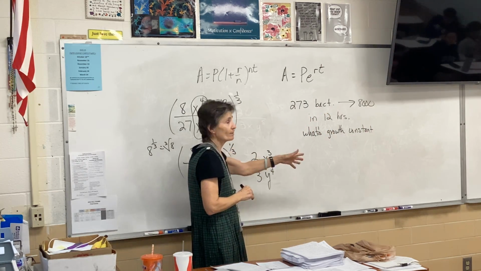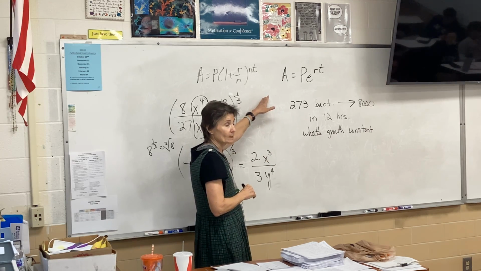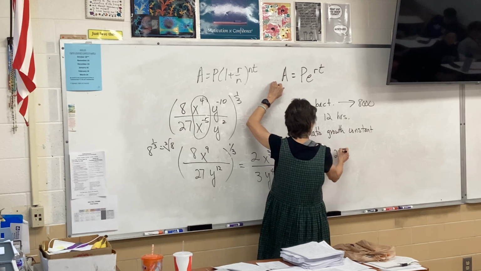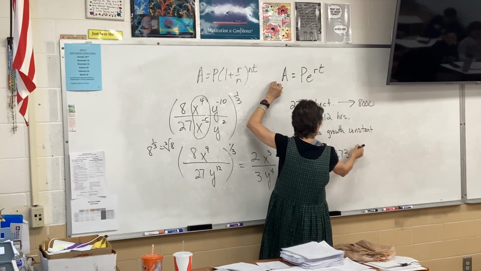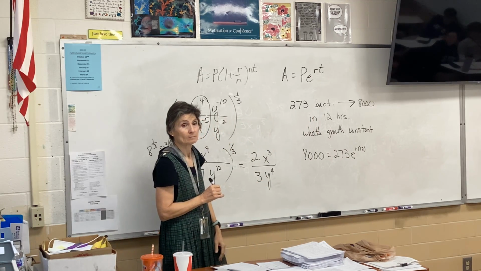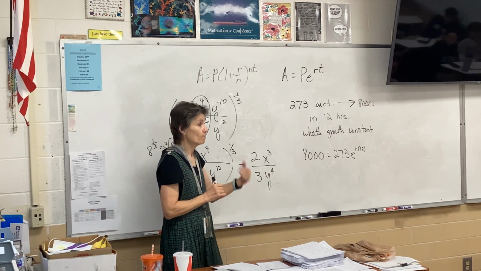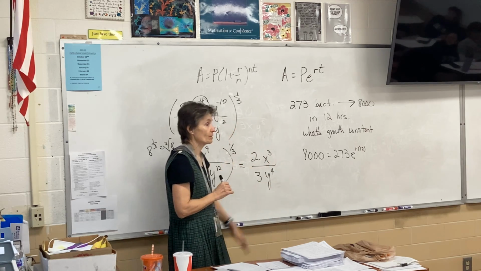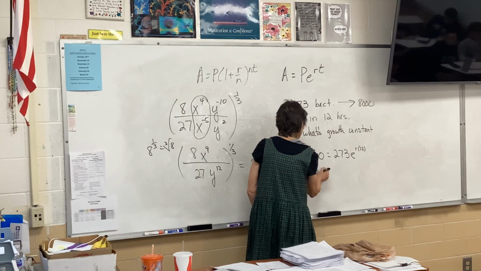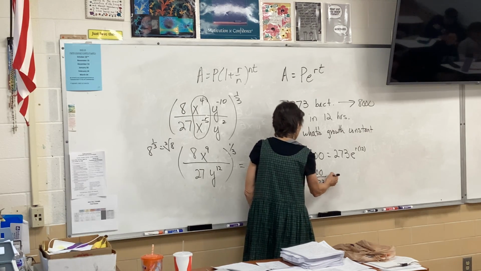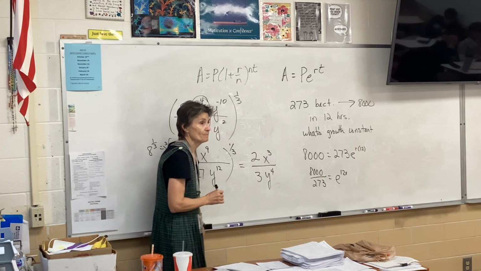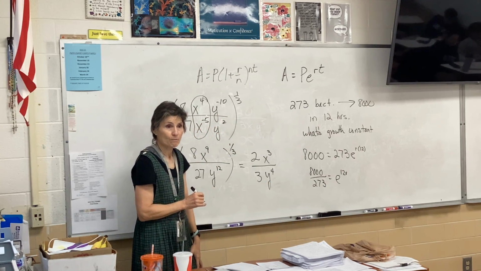Okay, since it's bacteria, we know it's PERT. We know we're ending with 8,000, starting with 273. We don't know the rate, but we know the time is 12. So what's step 1? This definitely is a calculator question. What's step 1? Divide. So we have 8,000 over 273. We are not going to round that off because we already got a lecture about round off error. We don't want it. Just going to leave it as a fraction right now.